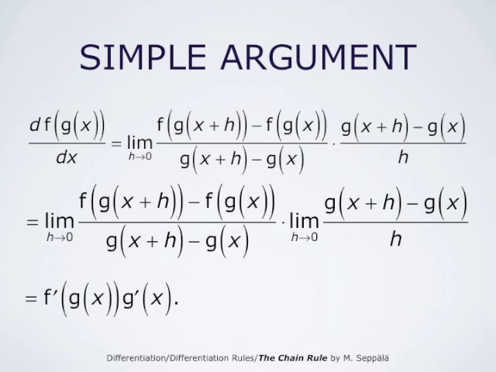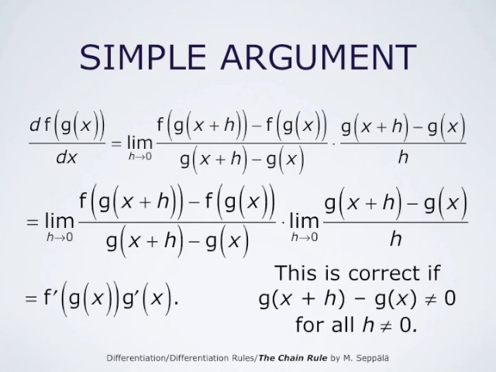This argument has one problem, namely if g(x) plus h minus g of x takes value 0 somewhere, we cannot multiply and divide by it. So this is correct only if g(x) plus h minus g of x is different from 0 for all h different from 0. This is a mild restriction. In many cases, this assumption is true, and this argument then can be used to justify the chain rule.